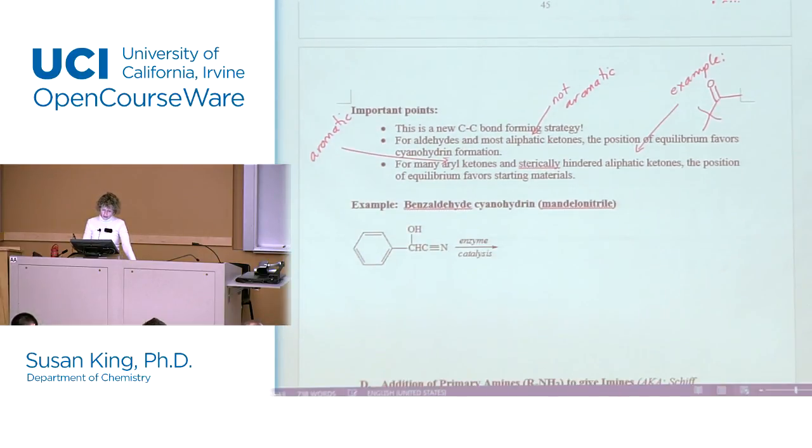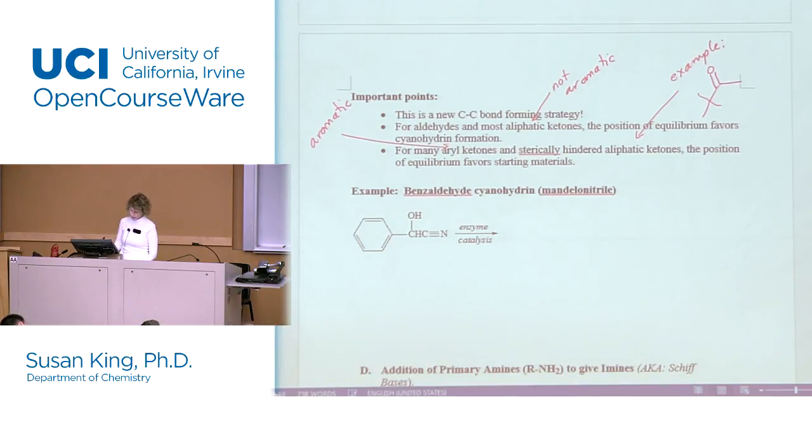All right, so here's an example, benzaldehyde cyanohydrin, also known as mandelonitrile. This is synthesized by millipedes. This is a reversible reaction. It's in our reversible reaction chapter. So it's synthesized by millipedes. It's also found in bitter almonds and peach pits.